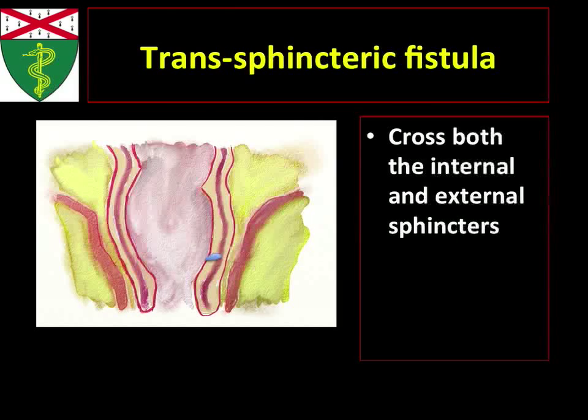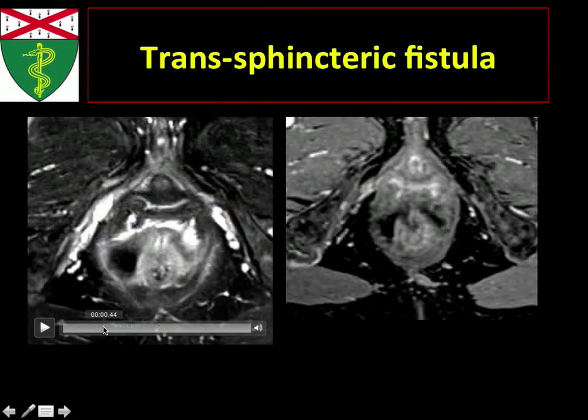With these ones, as you can imagine, we have an anal gland that's blocked. It doesn't decompress through the anus. It doesn't decompress through the intersphincteric space. But this one goes through the external sphincter as well and decompresses downwards to the ischioanal fat pad, just like that. I'll show you another example of that.